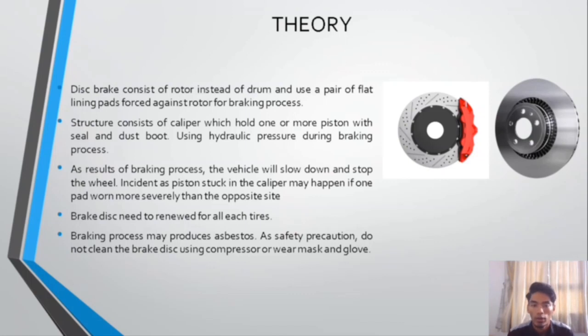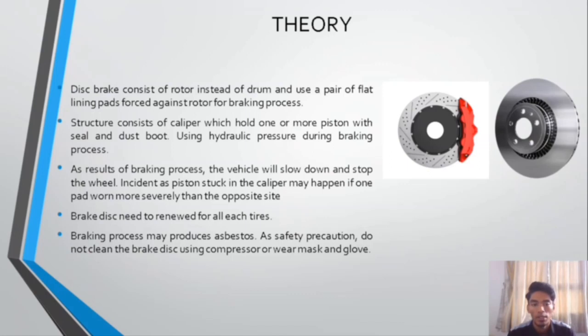For the theory, as we know, this brake consists of a rotor instead of a drum and uses a pair of flat lining pads forced against the rotor for the braking process. The structure consists of a caliper which holds one or more pistons with seal and dust boot. It also uses hydraulic pressure for pushing the piston during the braking process. As a result of the braking process, the vehicle will slow down and stop the wheel.